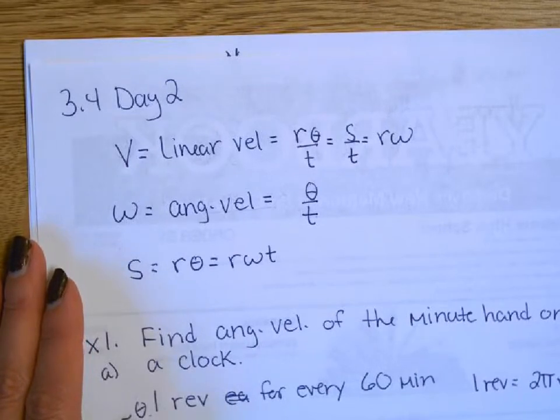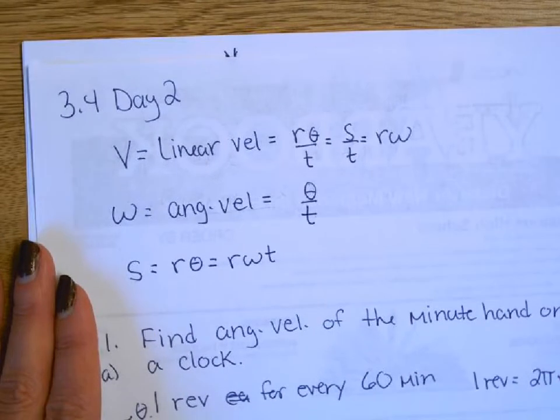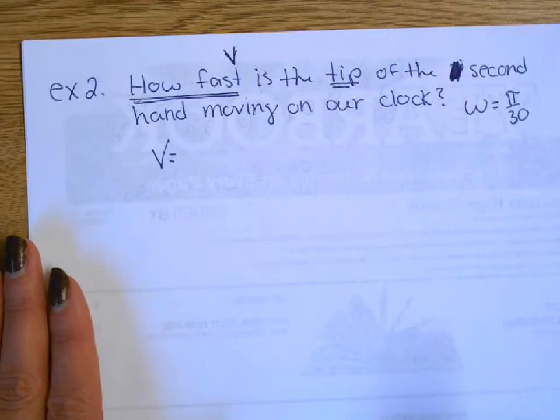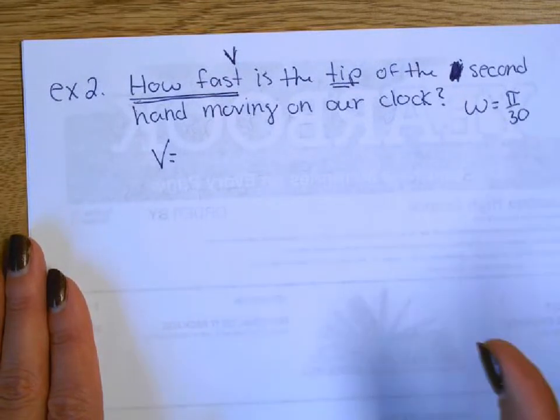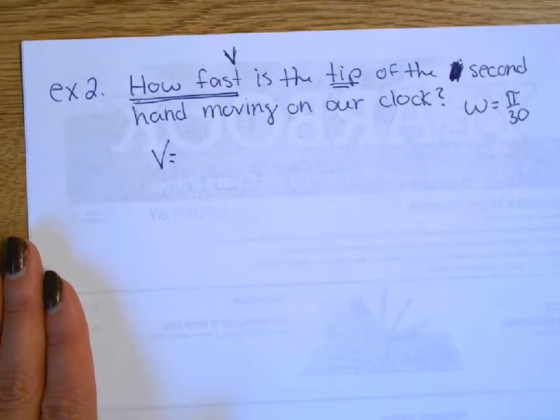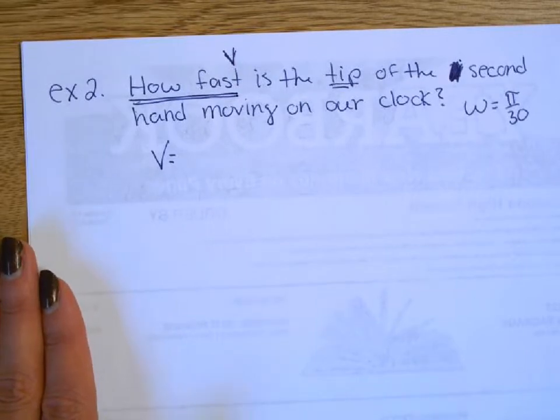That's not the radius, because it doesn't go all the way to the edge. We're only doing the second hand, so we're only looking at the part that the tip of the second hand is making. We're not going out to the edge of the clock. I'm only focused on the tip. So my radius here is the length of the second hand, not the radius of the clock. How long do you think that hand is?